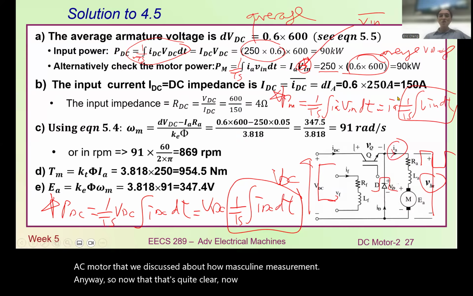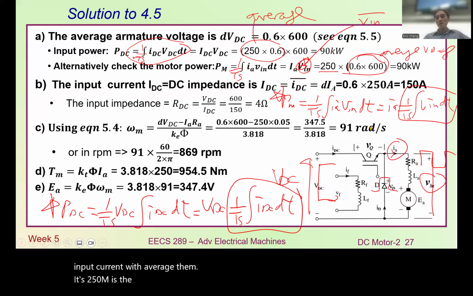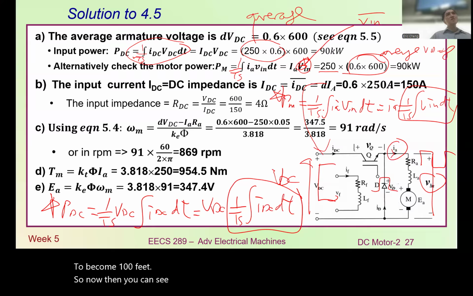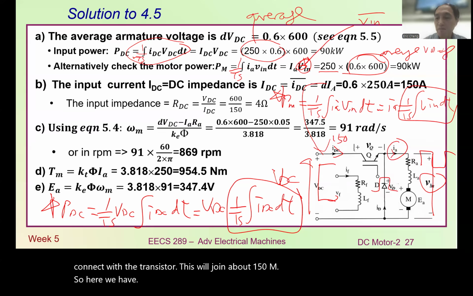Now we have the voltage and current, the input current, with the average of them. 250 amp is the motor current, the IA current. On the input side, we are chopping the current with the transistor. So that's why we have 60% here, which becomes 150 amp. So the input current here becomes 150 amp. Now you can see that for the input side, the DC source, we have 600 here. We connect with a transistor. This will draw about 150 amp.